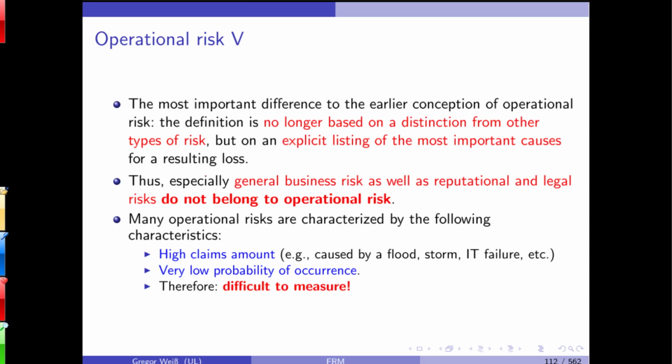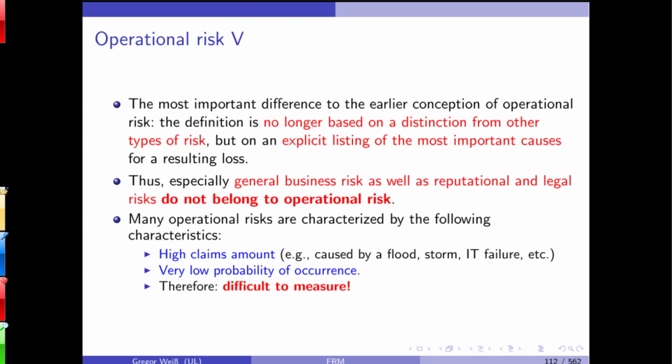So how is operational risk characterized? Usually it has a high claims amount. If we have a fire here and the building burns down, this is a huge loss and a very low probability of occurrence. What is the probability that this whole building burns down to the ground? Very tiny. What is the probability that a meteor or an asteroid falls right down at this spot? Highly unlikely. So this is operational risk.